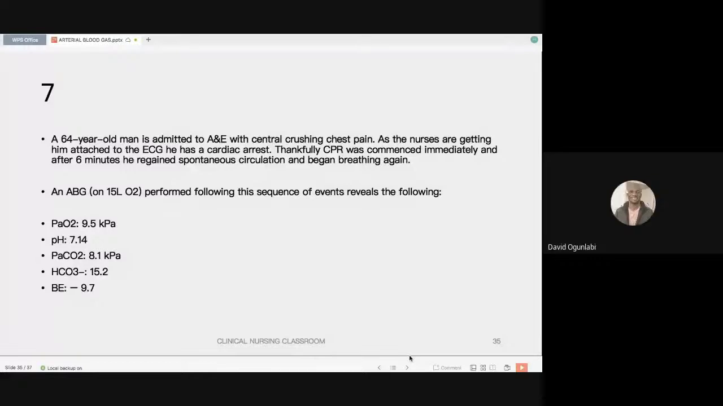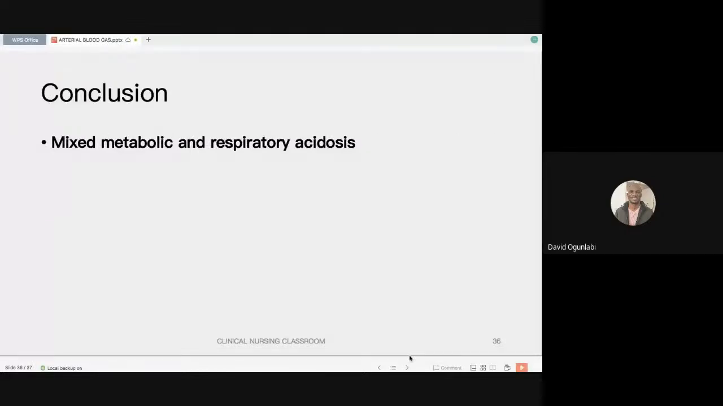Respiratory acidosis. Why? Is it also metabolic? Because the HCO3 is also lower than 22. Yes. So I can also say it is metabolic acidosis, right? Yes. So don't let me confuse you too much. This is what we call mixed metabolic and respiratory acidosis. Yes, there are situations like that.